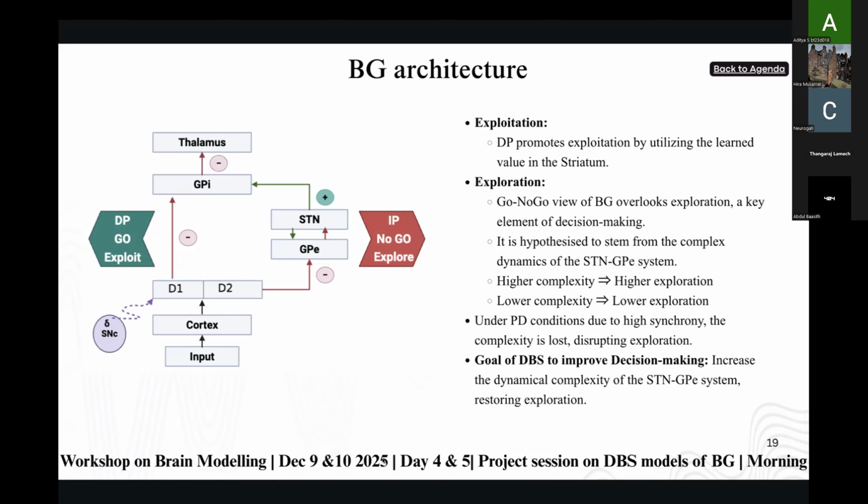Any doubts still here? I'll pause for a minute here and take up any queries. Can you explain again how high synchrony leads to disrupting exploration? When you say high synchrony, that all are firing and synchronized, how does that happen in Parkinson's disease?